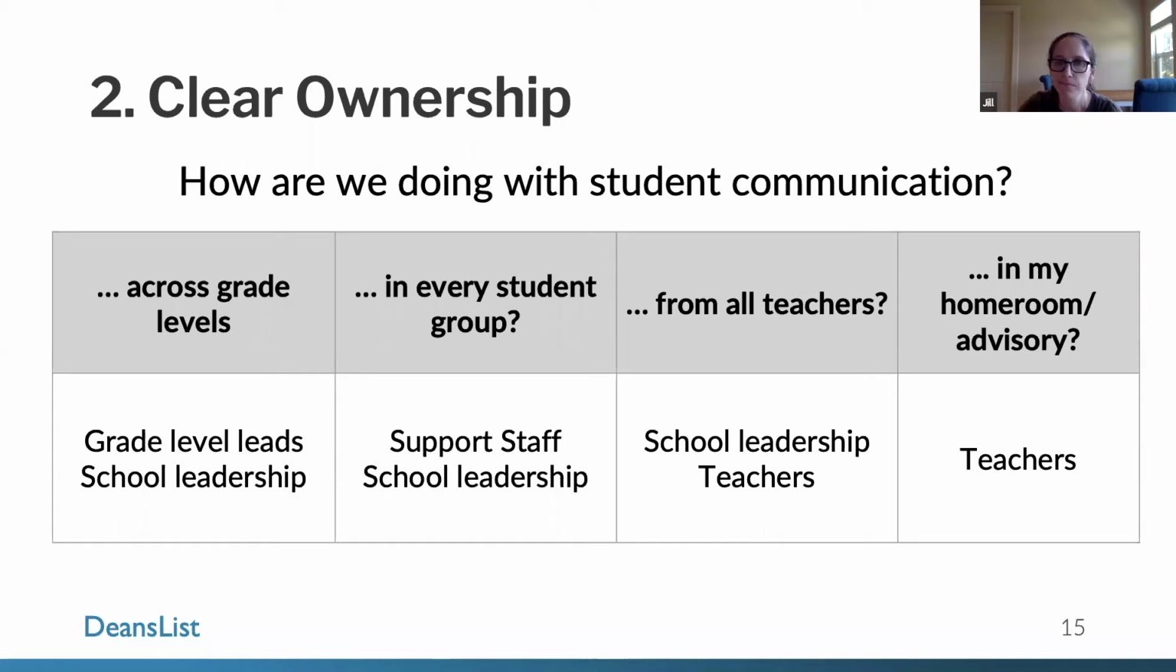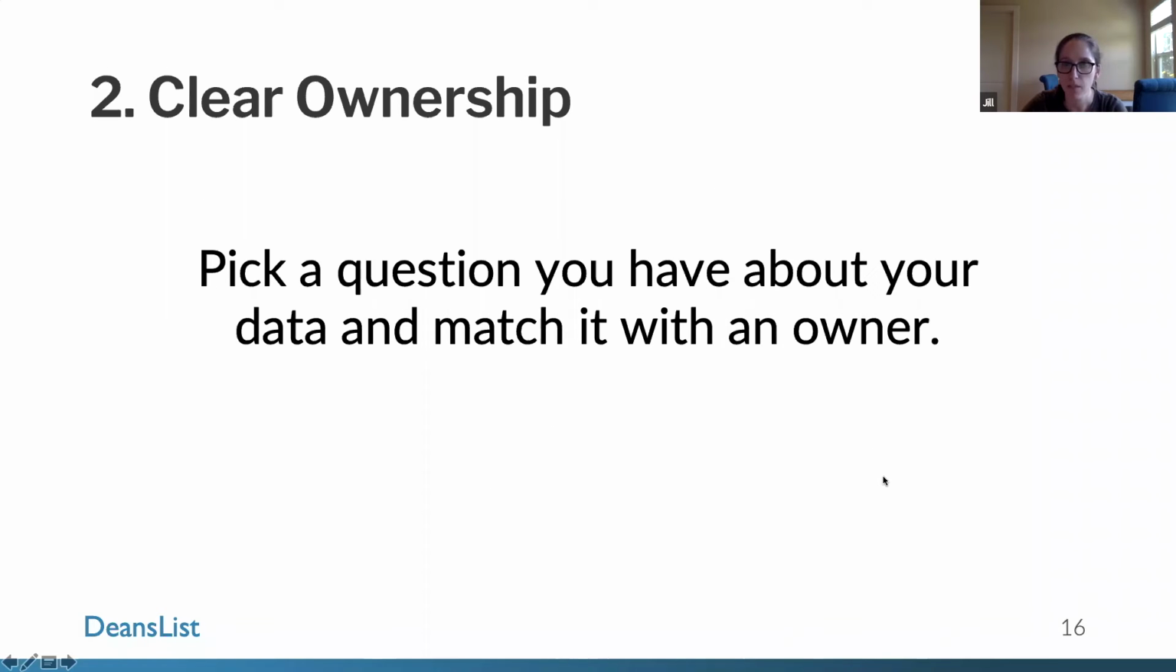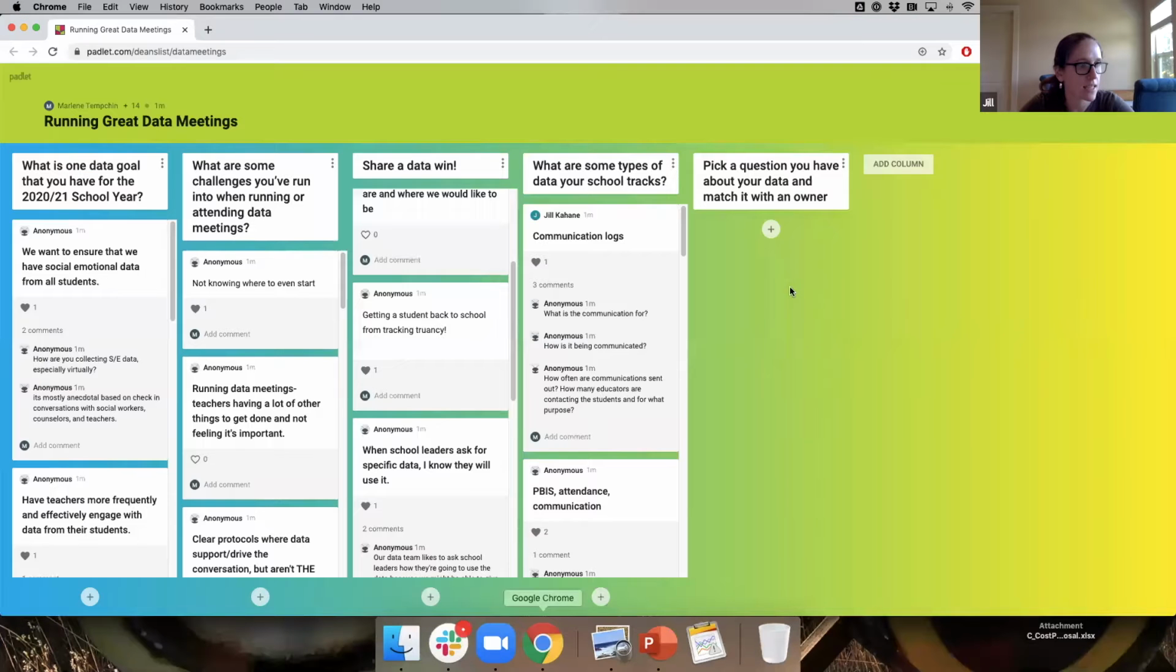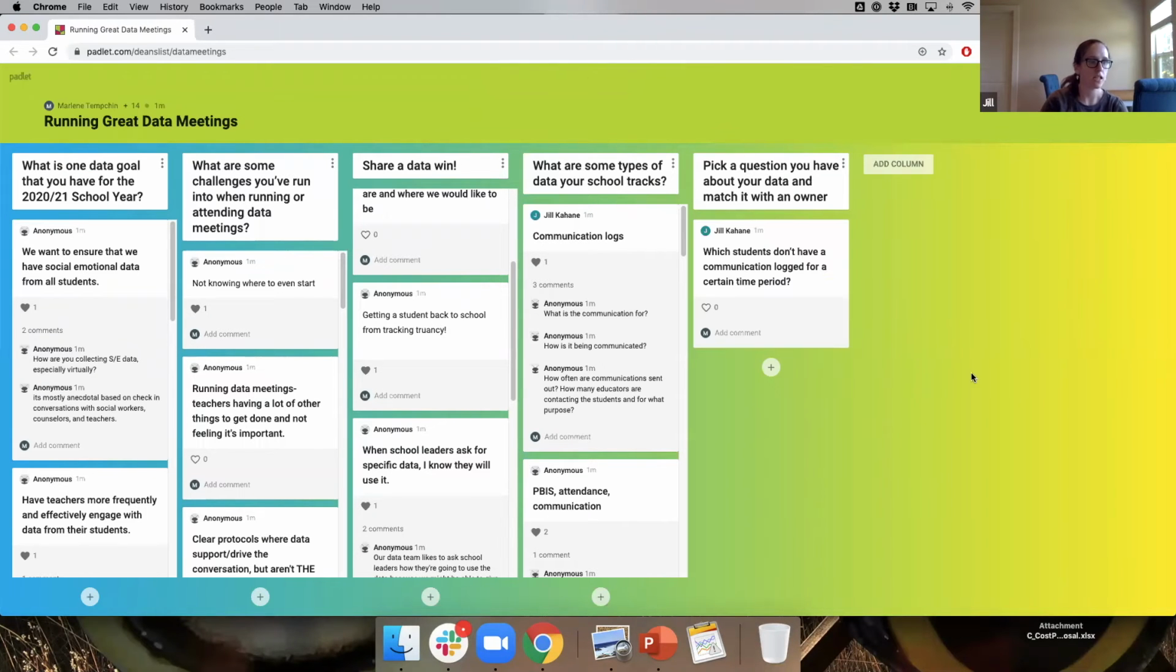communication. So at this point, we're going to return to the Padlet, and look at some of the questions that we generated in the prior step. You'll see this new column that says pick a question you have about your data and match it with an owner. And I've just moved over that question, which students don't have a communication logged for a certain time period. And maybe a school leader might say, oh, I really need to know on an individual level, like which kids aren't being contacted.